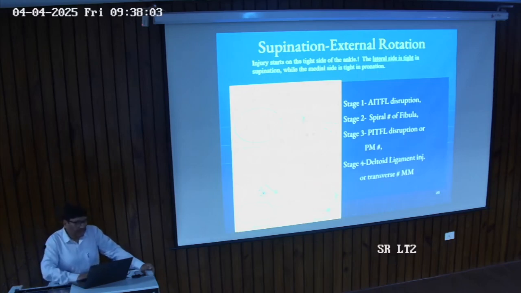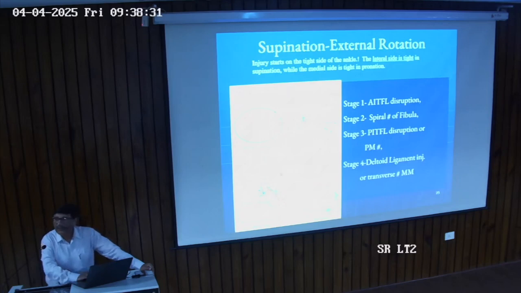In this injury, first of all, the AITFL, the anterior inferior tibiofibular ligament, will fail in supination external rotation, and this will lead to a fibular fracture. The direction of the fibular fracture is also very important. In this pattern of injury, you will get an oblique fracture of the distal fibula, which will extend from the posterior superior side to the anterior inferior side.